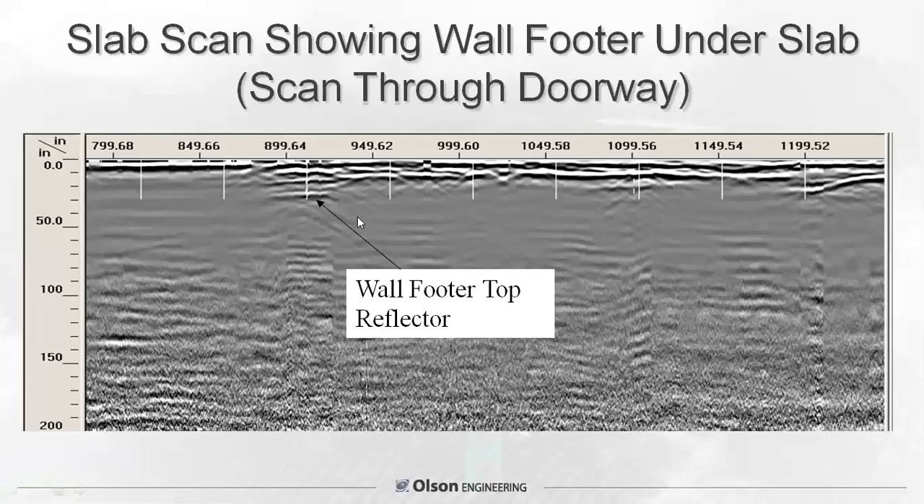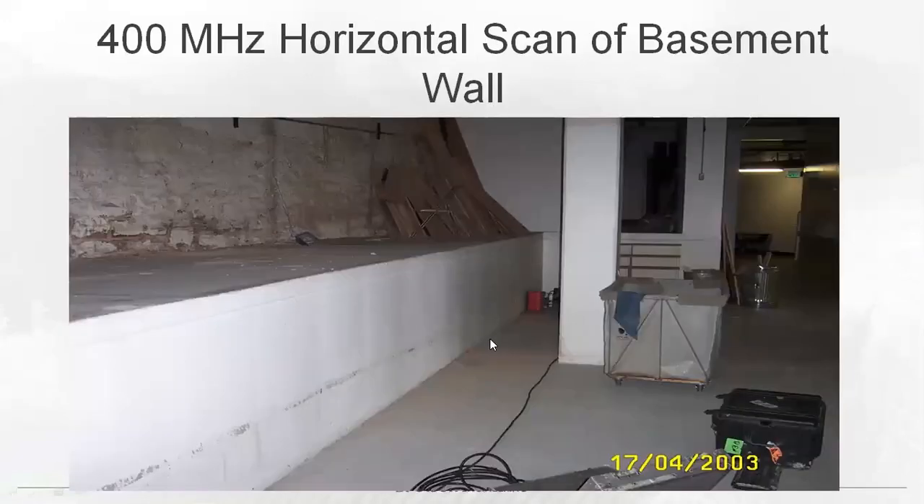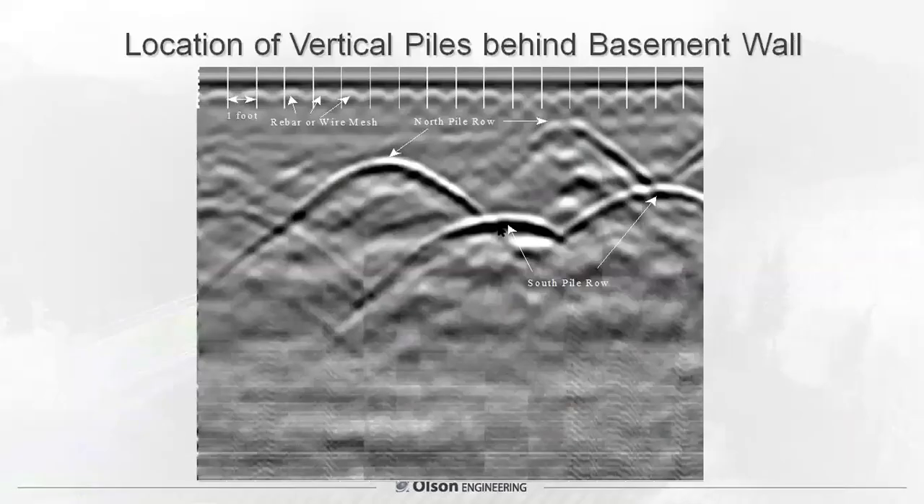Another example of scanning under a slab, this is scanning through a doorway in a house. And again, you can see that, yep, indeed, there is a footer underneath that door. Final application is kind of an unusual one. This is scanning horizontally on a buried basement wall looking for pier type foundations. So we scanned along this basement wall to see what's going on under this larger wall outside. And you can see, scanning horizontally, we can see these large foundations. There's 2 rows of piles, and they're both evident from scanning horizontally. So it's an example of using GPR to locate and verify the presence of foundations.